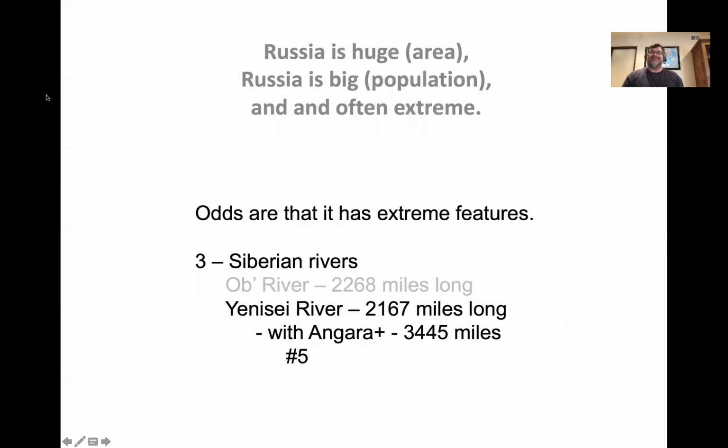Next, as we move eastward from the Ob River, the next really big river is the Yenisei. You see the numbers there. And again, if we add a major tributary, it boosts this quite a bit. So the Yenisei-Angara Plus system is the 5th longest system in the world.